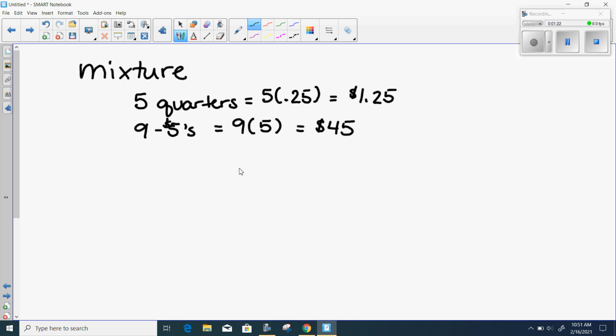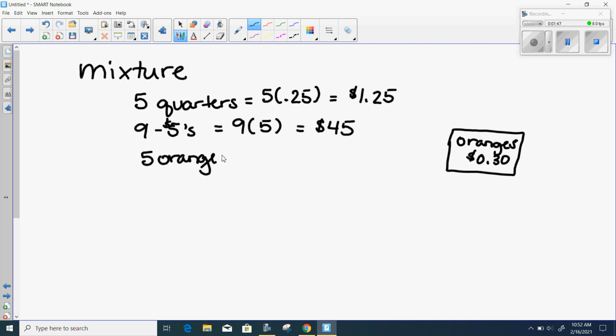Remember, mixture isn't just money problems. It could be stamps, it could be coins, it could be that I forgot to pack the cooler for the ball game today, and so I have to run to Dillon's and get some fruit. Let's say the oranges are on sale today and they're 30 cents each. There's 5 of us, so I'm going to need to buy 5 oranges. If I'm not taking tax into consideration, I need 5 times 30 cents each. So that will cost me $1.50.